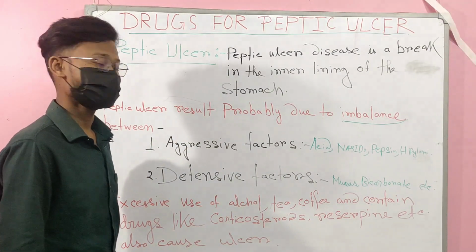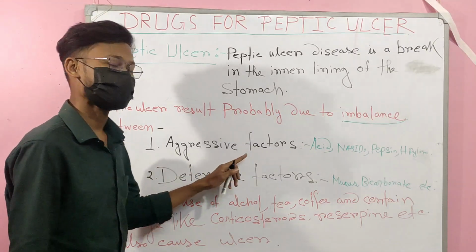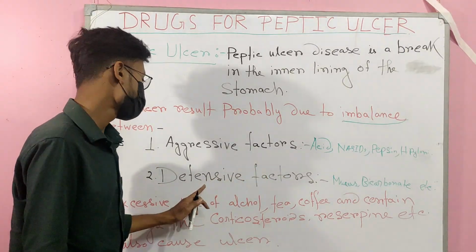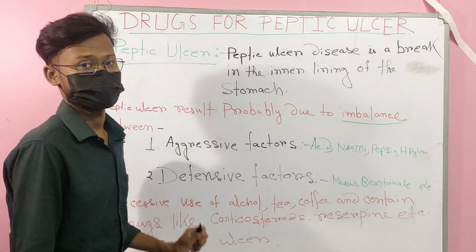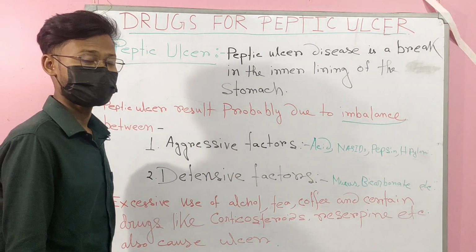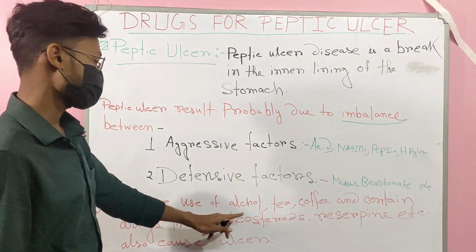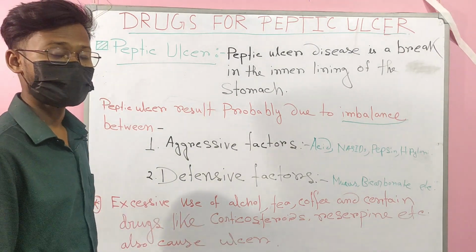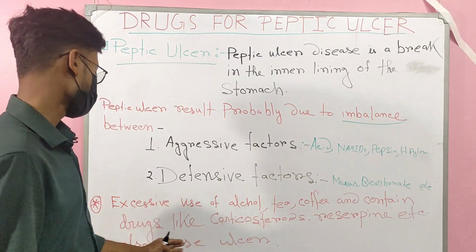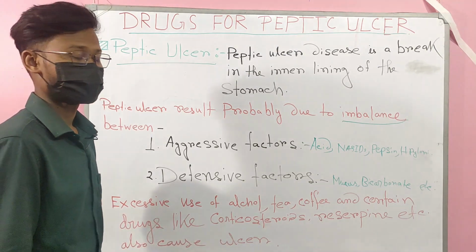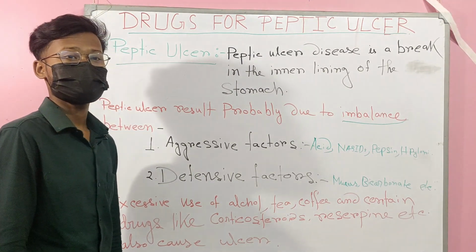And the opposite of it, when the aggressive factors level is high and defensive factors level is low, also causes ulcer. Another reason for ulcer is excessive use of alcohol, tea, coffee, and certain drugs like corticosteroid and reserpine, which also cause ulcer.